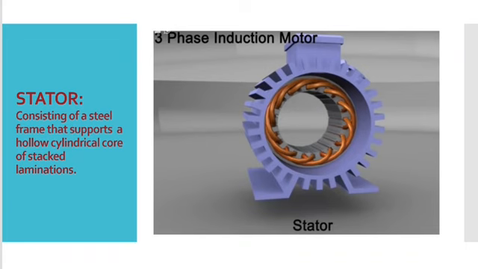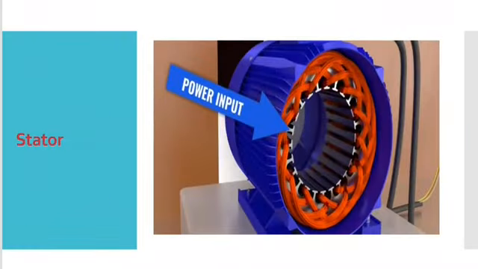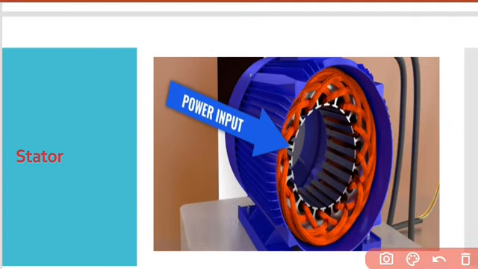The stator looks like that. If you remove the rotor from the stator, in your laboratory the stator looks like that. Basically the stator has three coil windings. You can see in the picture, this is the winding, and the three-phase power input is given. So the stator is basically a three coil winding, and three-phase AC power is given as an input to the stator.